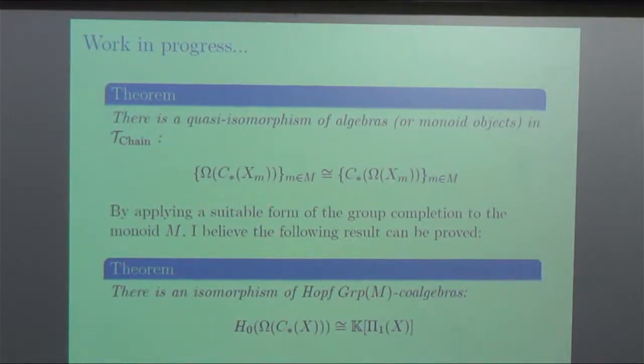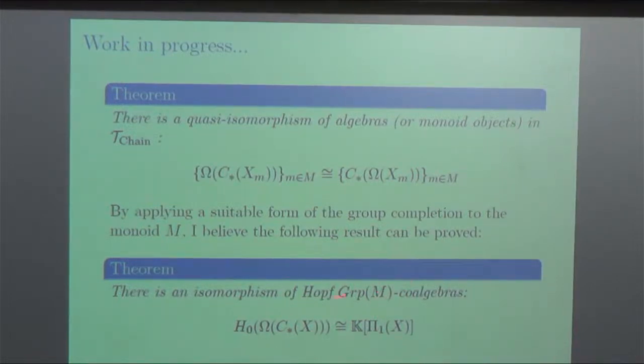That's not a group. But then I move to another category, which is an algebraic category of vector spaces. It's no longer a Cartesian category. Then, after I move to another category, which is not Cartesian, I can perform the group completion to get a Hopf group coalgebra, because what we are looking for is a Hopf group coalgebra. And then I believe that these quasi-isomorphisms here restrict to this one.